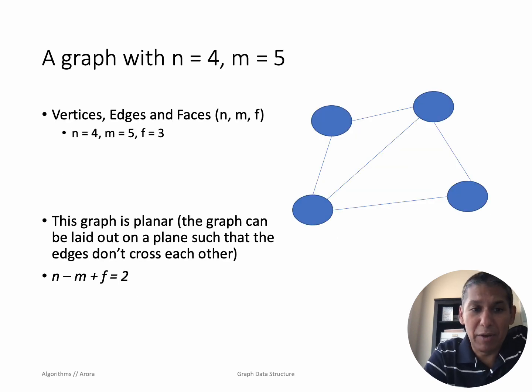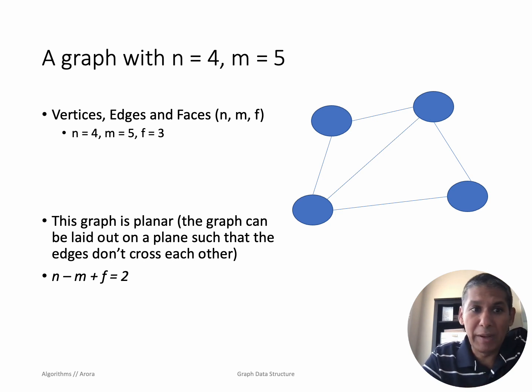Here's another example of a graph. Here's a graph with 4 vertices and 5 edges. And we can also now see a new concept called faces. This one has 3 faces because it divides the entire landscape into 3 different areas: the outside area, the upper triangle area, the lower triangle area. Those are 3 faces. This graph is planar because it can be laid out on a plane such that the edges don't cross over each other.